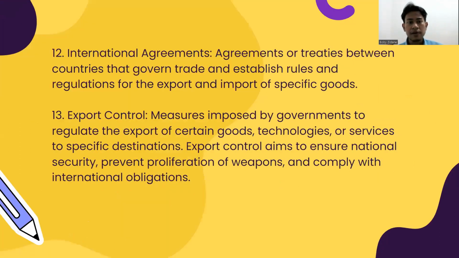And the number 12, international agreements. It is agreements or treaties between countries that govern trade and establish rules and regulations for the export and import of specific goods. And the 13, export control, measures imposed by government to regulate the export of certain goods, technologies, or services to specific destinations. Export control aims to ensure national security, prevent proliferation of weapons, and comply with international obligations.